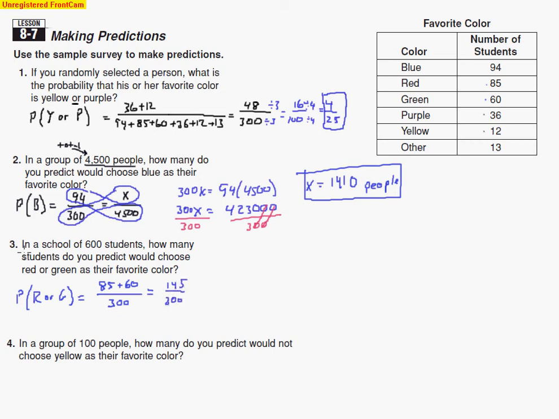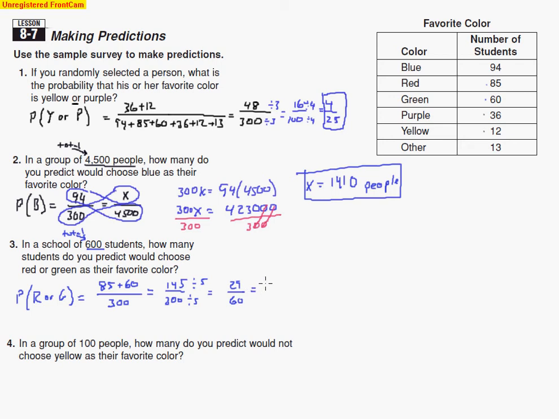So I need to predict out of 600 people. This, again, is a total right here. Out of those 600 people, who will like those two colors? Well, let's go ahead and reduce this fraction real quick. It'll be easy enough to just divide by 5 to make the numbers a little bit smaller. When we do that, we're left with 29/60. So I'm going to use that number now, 29/60.